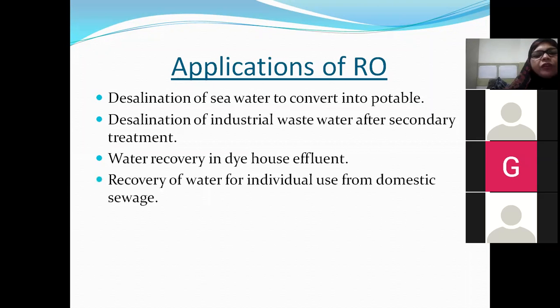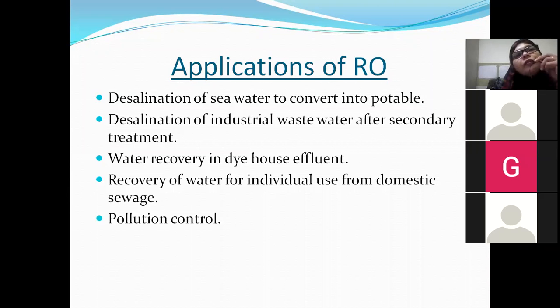So then the next is recovery of water for individual use from domestic sewage. जो आपका घर का domestic sewage का पानी है, that also we can simply by using simple methods we can do the filtration, and we can use it for individual use, like for sanitary use, for gardening purpose. For all that we can use that water.